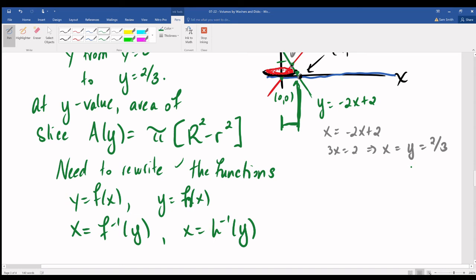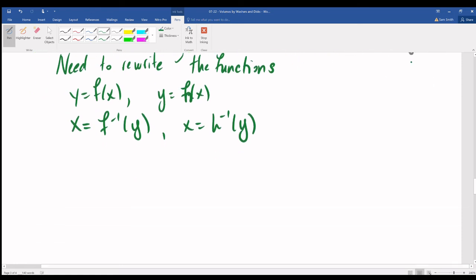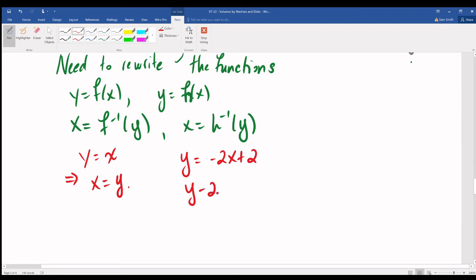So, if I take f of x equals x, y equals x, that can be pretty simply rewritten as just x equals y. And so here is x as a function of y. If I take y equals negative 2x plus 2, and I solve that for x, I get that x as a function of y is negative 1 over 2 times y plus 1. Here's x as a function of y. y is the independent variable.